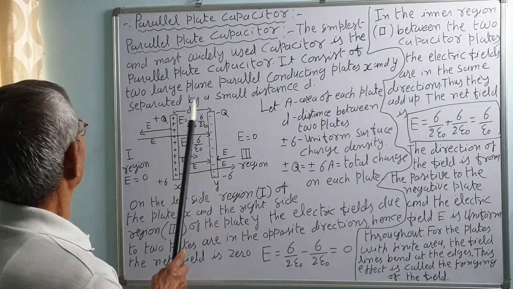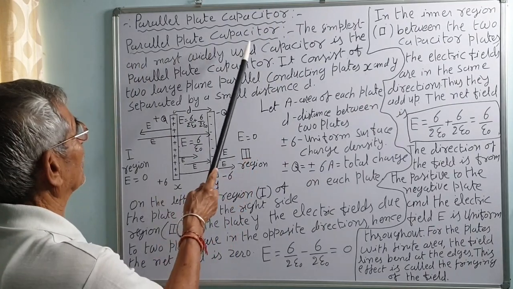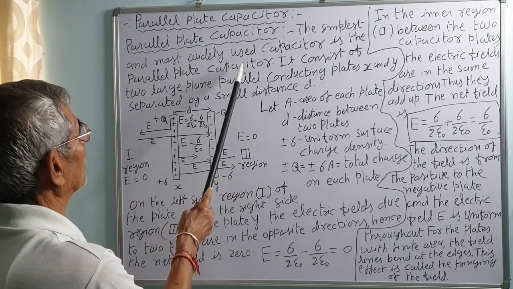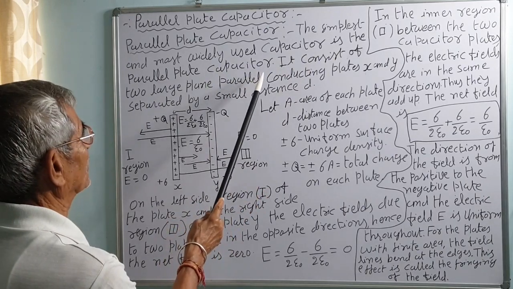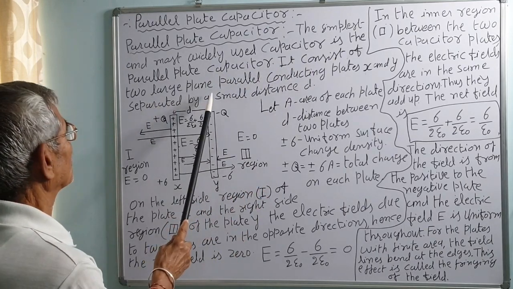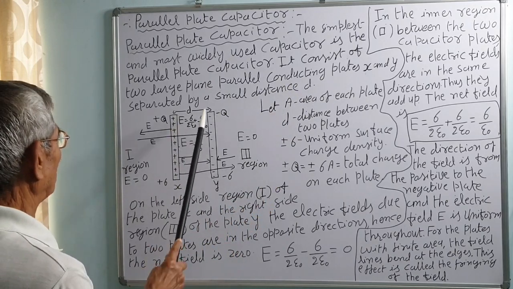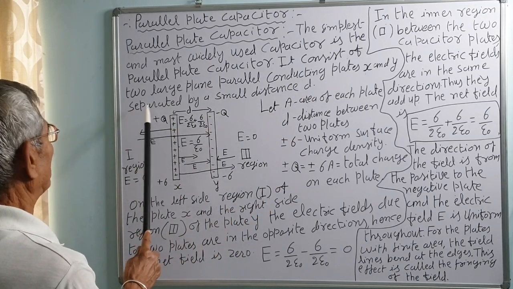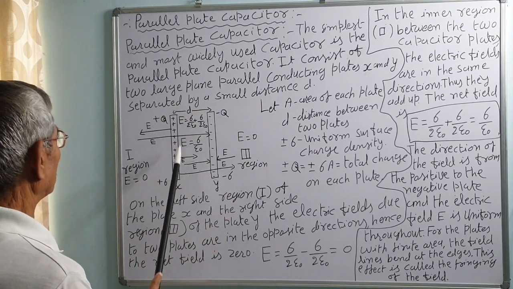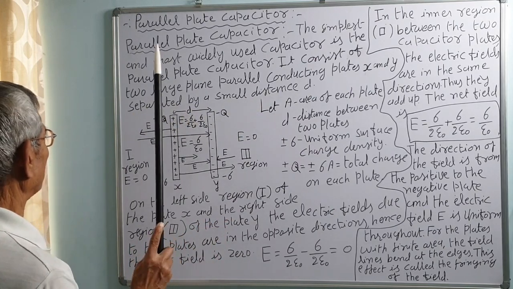Parallel plate capacitor. What is a parallel plate capacitor? The simplest and most widely used capacitor is the parallel plate capacitor. It consists of two large plane parallel conducting plates X and Y. This is the X plate, this is the Y plate, separated by a small distance d. The separation between these two plates is d.